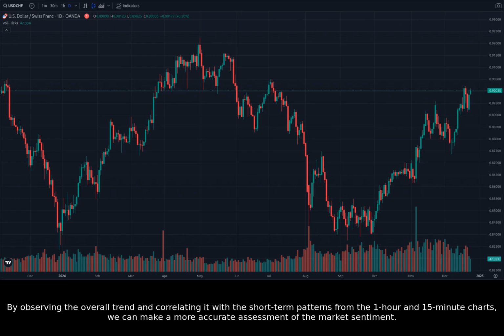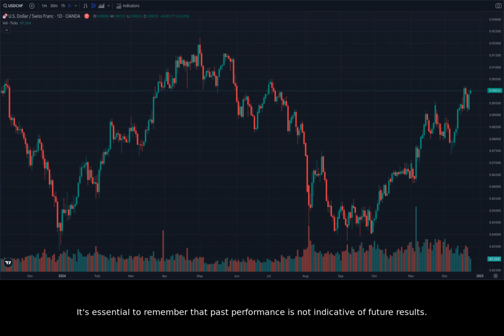By observing the overall trend and correlating it with the short-term patterns from the 1-hour and 15-minute charts, we can make a more accurate assessment of the market sentiment. It's essential to remember that past performance is not indicative of future results. Nevertheless, we can highlight key price levels that need to be observed.